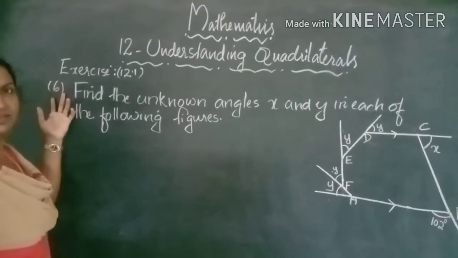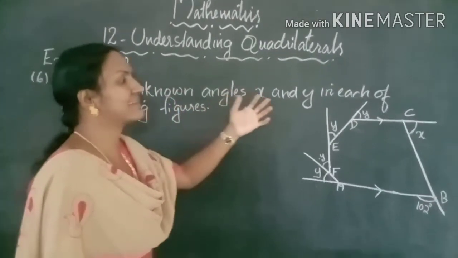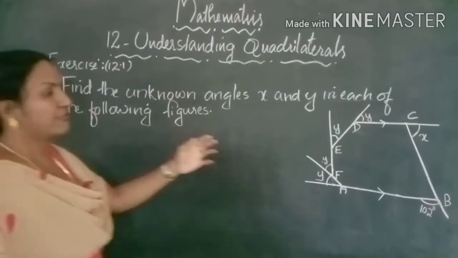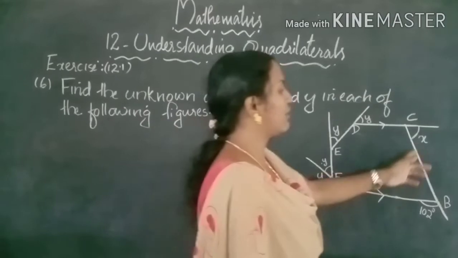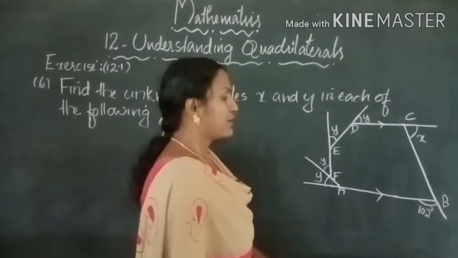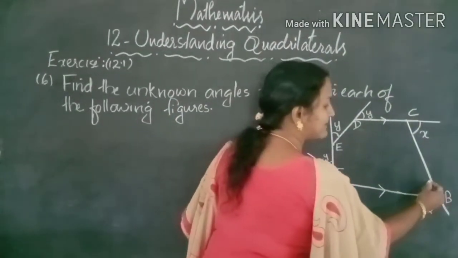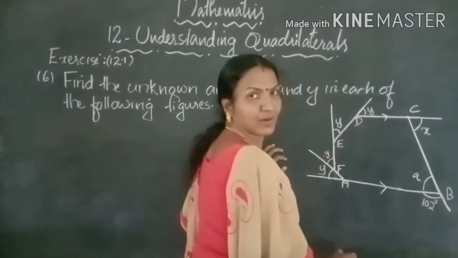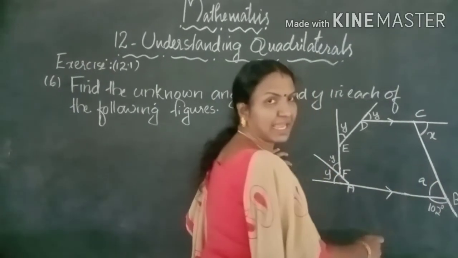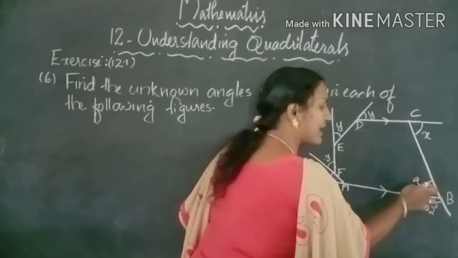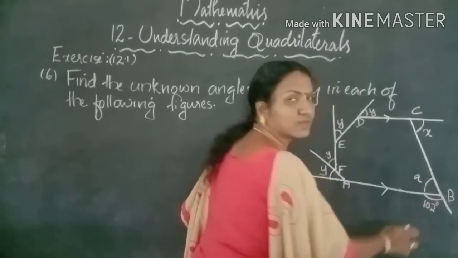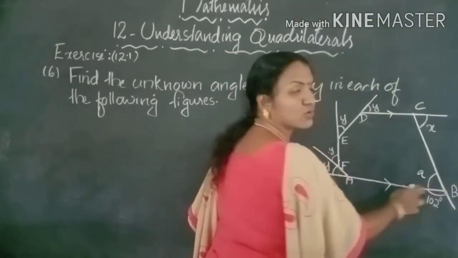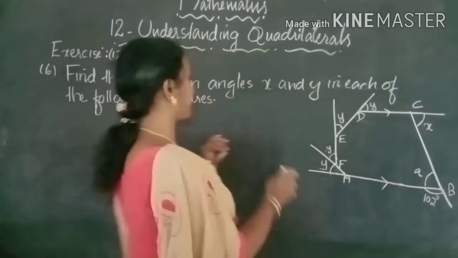Next, question number 6. Find the unknown angles x and y in each of the following figures. The figure is given. We have to find the value of x and y. First, we have to find this angle. Let it be A. We already studied that angle A plus 102 is equal to 180 degrees, linear pair.